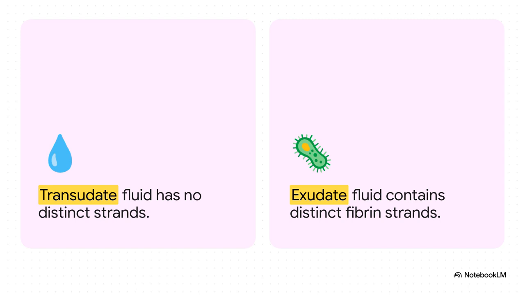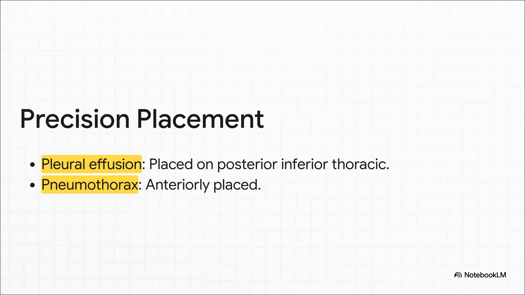It's really incredible. And because of how air and fluid behave inside the human body, doctors know exactly where to look for specific problems. It's incredibly clever, actually. They just use gravity to their advantage. Say they suspect a pleural effusion, which is an accumulation of fluid. They're going to place the probe on the posterior inferior thoracic region, basically low on the back, because, well, fluid naturally sinks. But if they're looking for a pneumothorax, which is trapped air, they'll place the probe anteriorly on the front of the chest because air naturally rises.